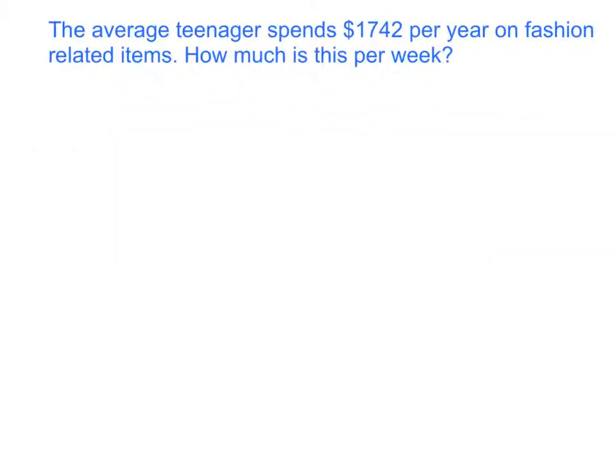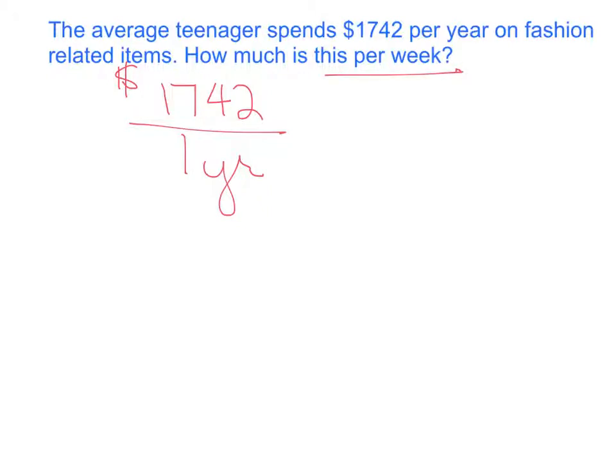Pause the video to try this example on your own. The average teenager spends $1,742 per year on fashion-related items. How much is this per week? Make sure you choose your conversion factor before you begin solving this. Okay, so the conversion factor here, they're telling you that it's $1,742 for 1 year, but they want to know weeks. So you need to figure out how many weeks are in 1 year.